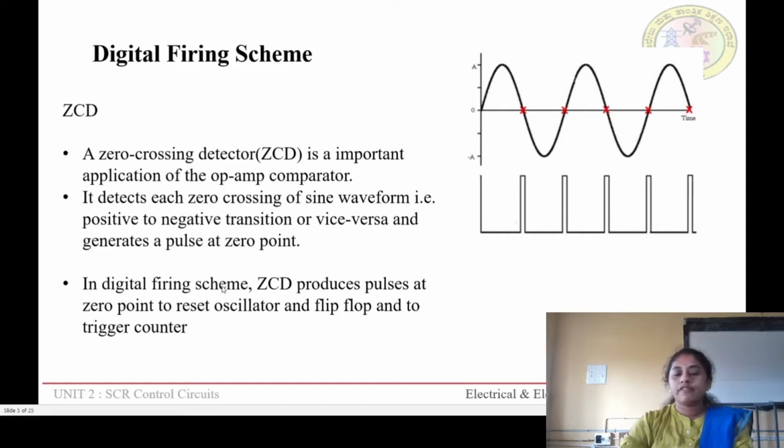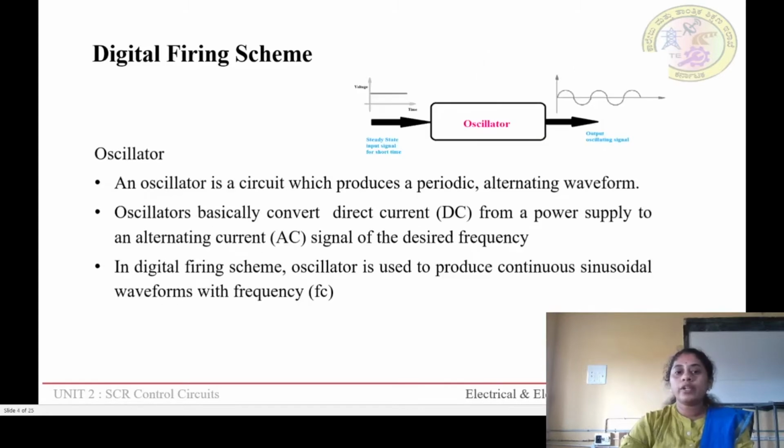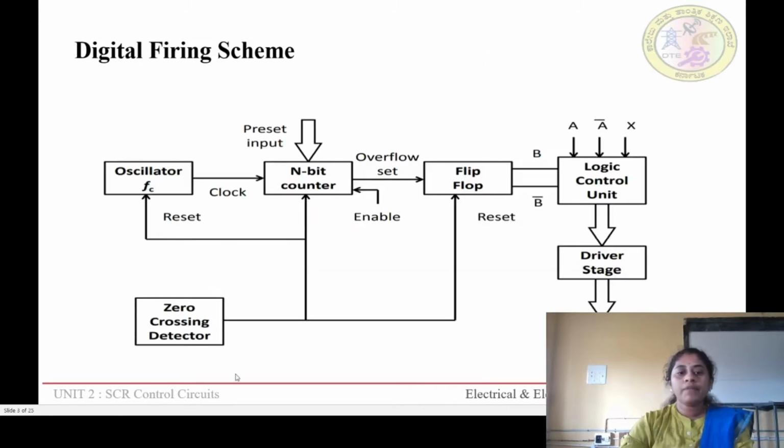In digital firing scheme, this ZCD produces pulses which are in turn sent to the oscillator, where it resets the oscillator, and it is sent to the counter. You can see in this block diagram, once the ZCD produces pulses, the counter starts counting, and once the ZCD pulse is given to the flip-flop, the flip-flop is reset.